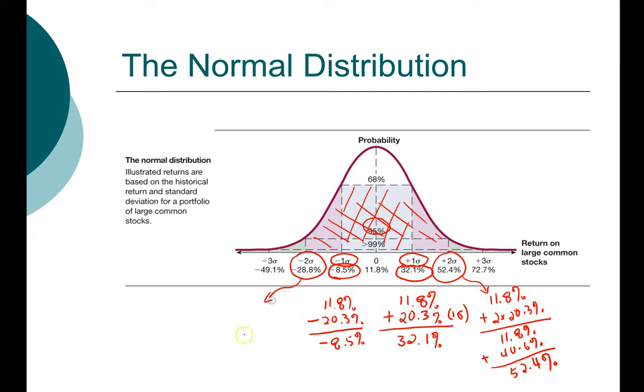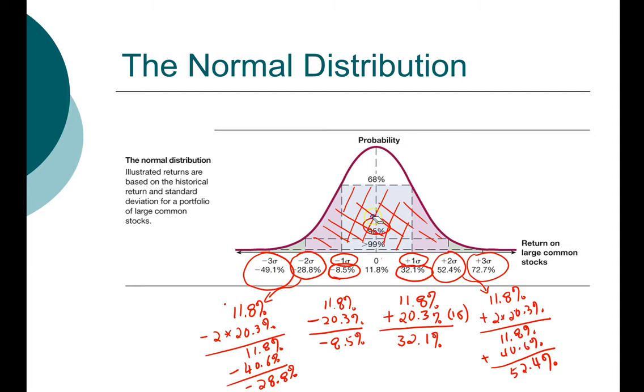I'm going to encourage you to pause the video now and think about, well, how would we get minus two standard deviations? Welcome back. Did you get 11.8% minus two times 20.3%? And that gives you 11.8% minus 40.6%, and that gives you minus 28.8%. So that's how you come up with the two standard deviation boundaries. You can now go ahead and compute plus three standard deviations or minus three standard deviations. So those are the boundaries that help us interpret a normal distribution.